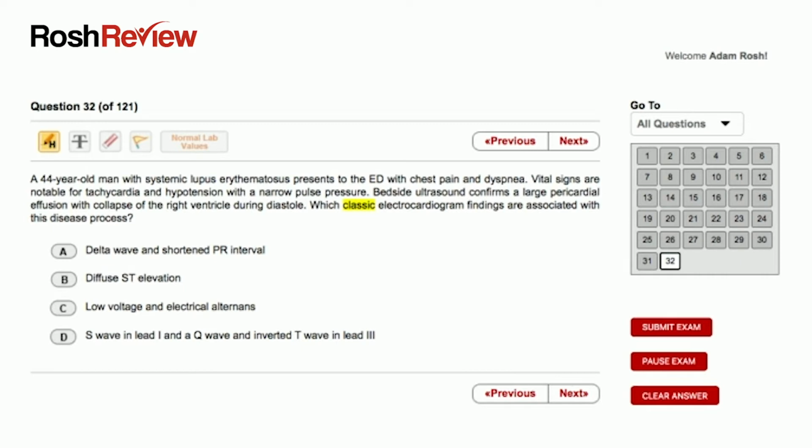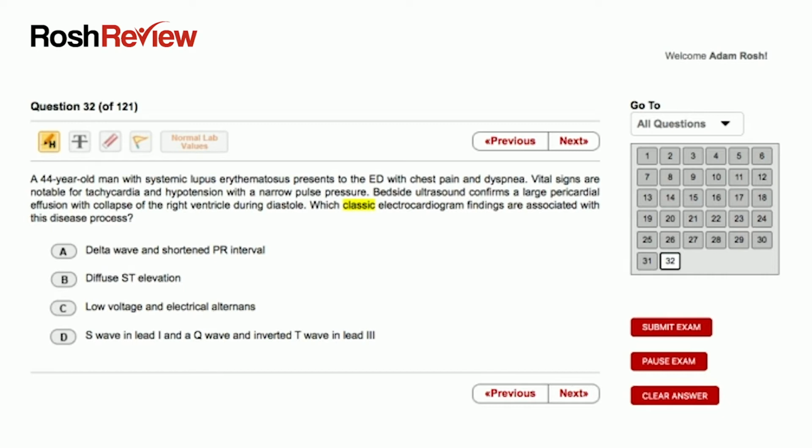So let's just review the answer choices very quickly here. We have A, delta wave and shortened PR interval, B, diffuse ST elevation, C, low voltage and electrical alternans, and D, S wave in lead 1 and a Q wave and inverted T wave in lead 3. So let's go back to our question.